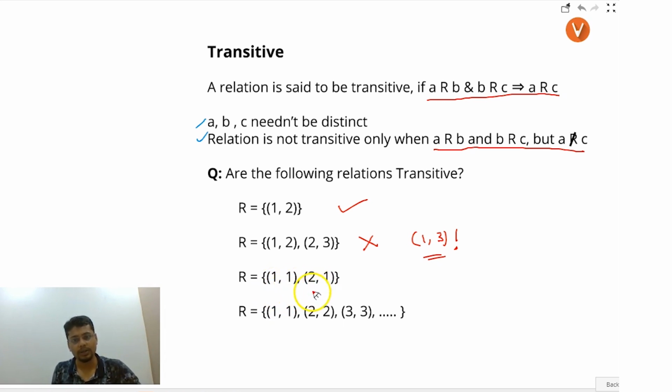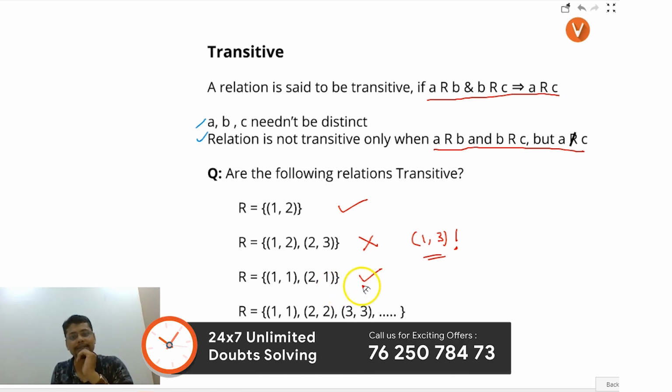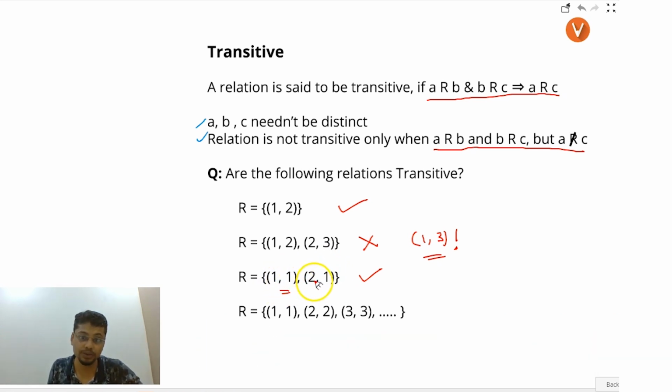(1, 1), (2, 1). This is interesting. Is it transitive? Yes, it is transitive. How? See, 1 is related to 1, 2 is related to 1. So with this sequence, it is transitive. Now let's check the other way around. (2, 1): 2 is related to 1 and 1 is related to 1. That means 2 should be related to 1, which is already so, right? 2 is related to 1.